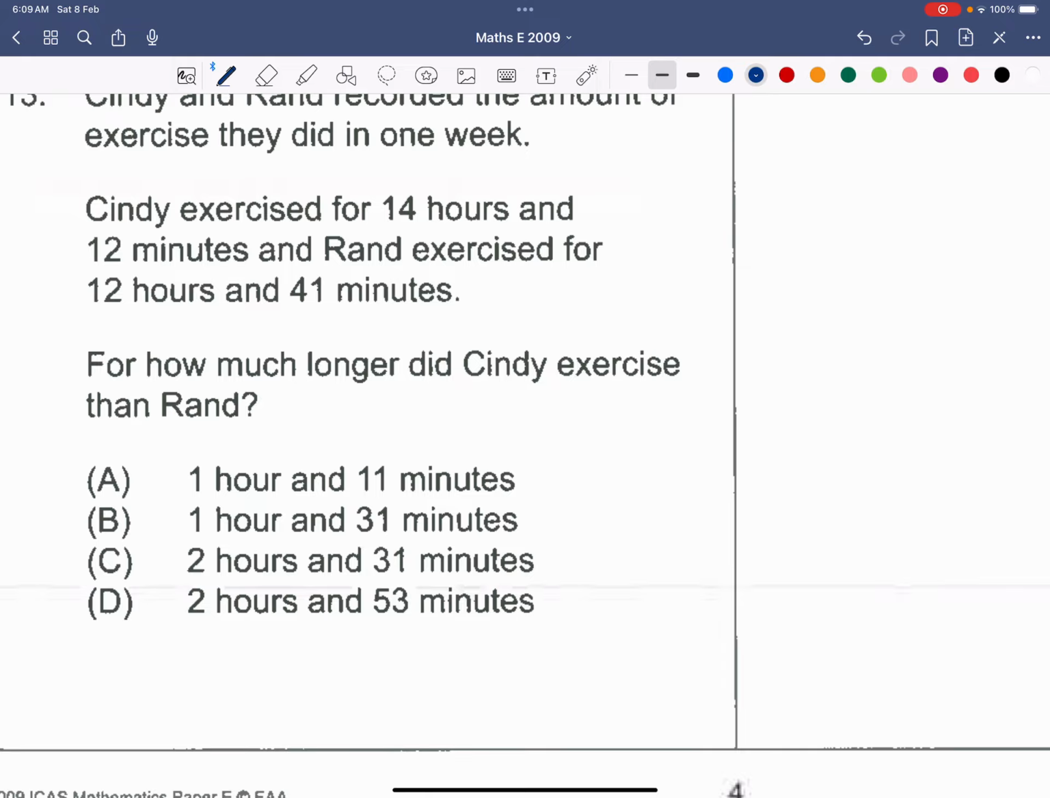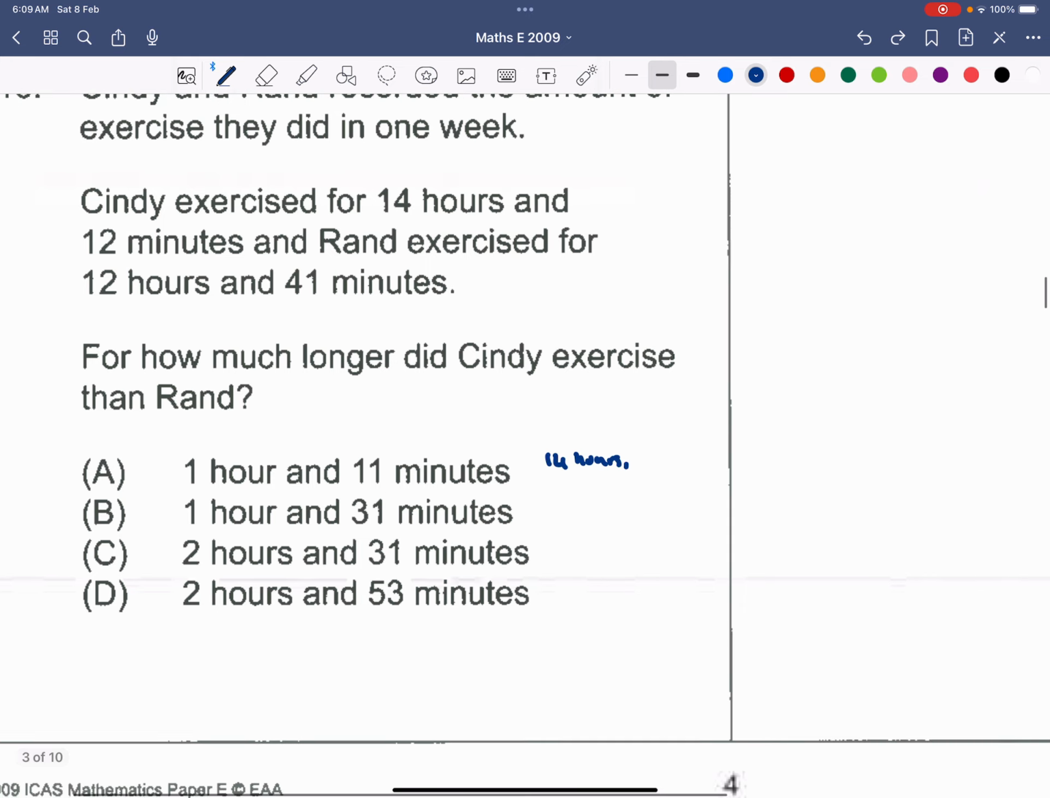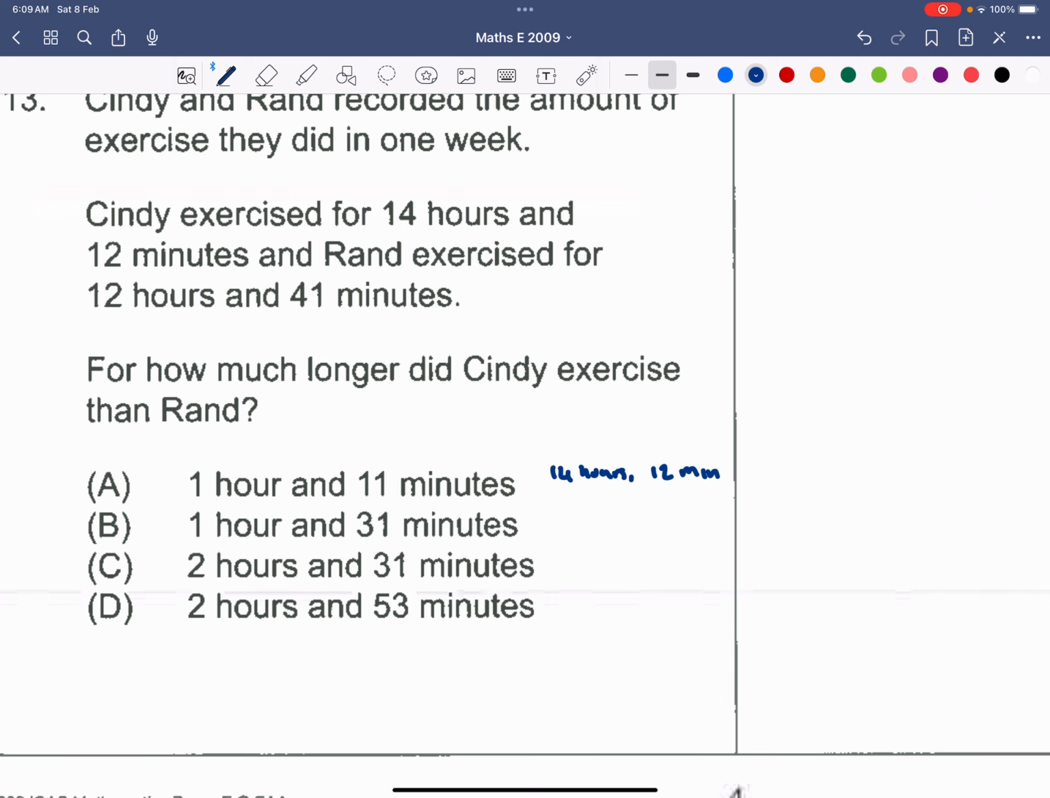Think about it. We have 14 hours. I'm even going to write it down. Sorry, 14 hours and 12 minutes. She did 14 hours and 12 minutes. So we have 14 hours and 12 minutes for Cindy, and Rand has 12 hours and 41 minutes. And it's asking how much longer did Cindy exercise. So this is a subtraction, but a different kind of subtraction. First of all, I need to do 12 minutes take away 41 minutes. Now you can't do that.